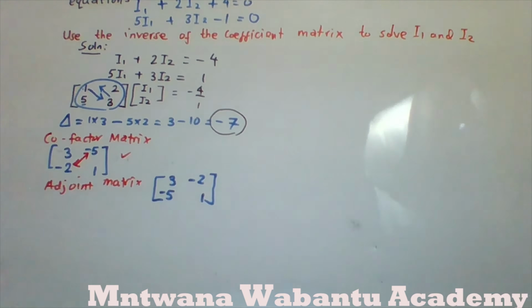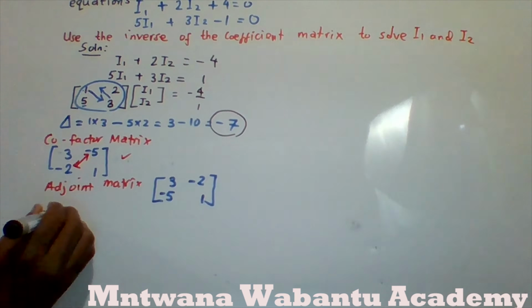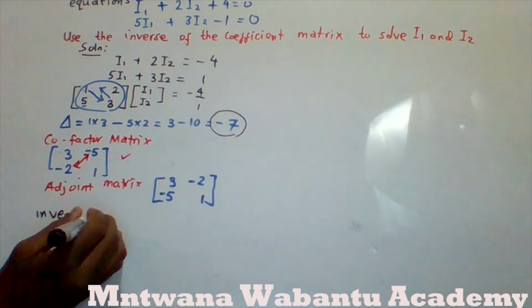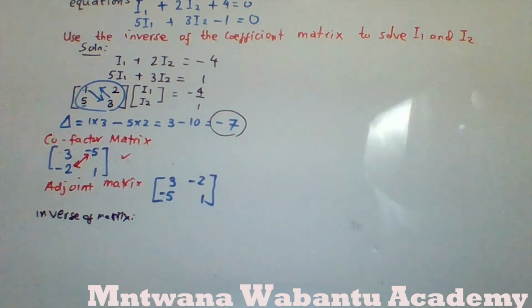So what do I have to get? The inverse of the matrix. So here, we have to find the inverse of a matrix. So let's get the inverse of the matrix. So how do we get the inverse of a matrix? I don't know, my mind was where my problem was.